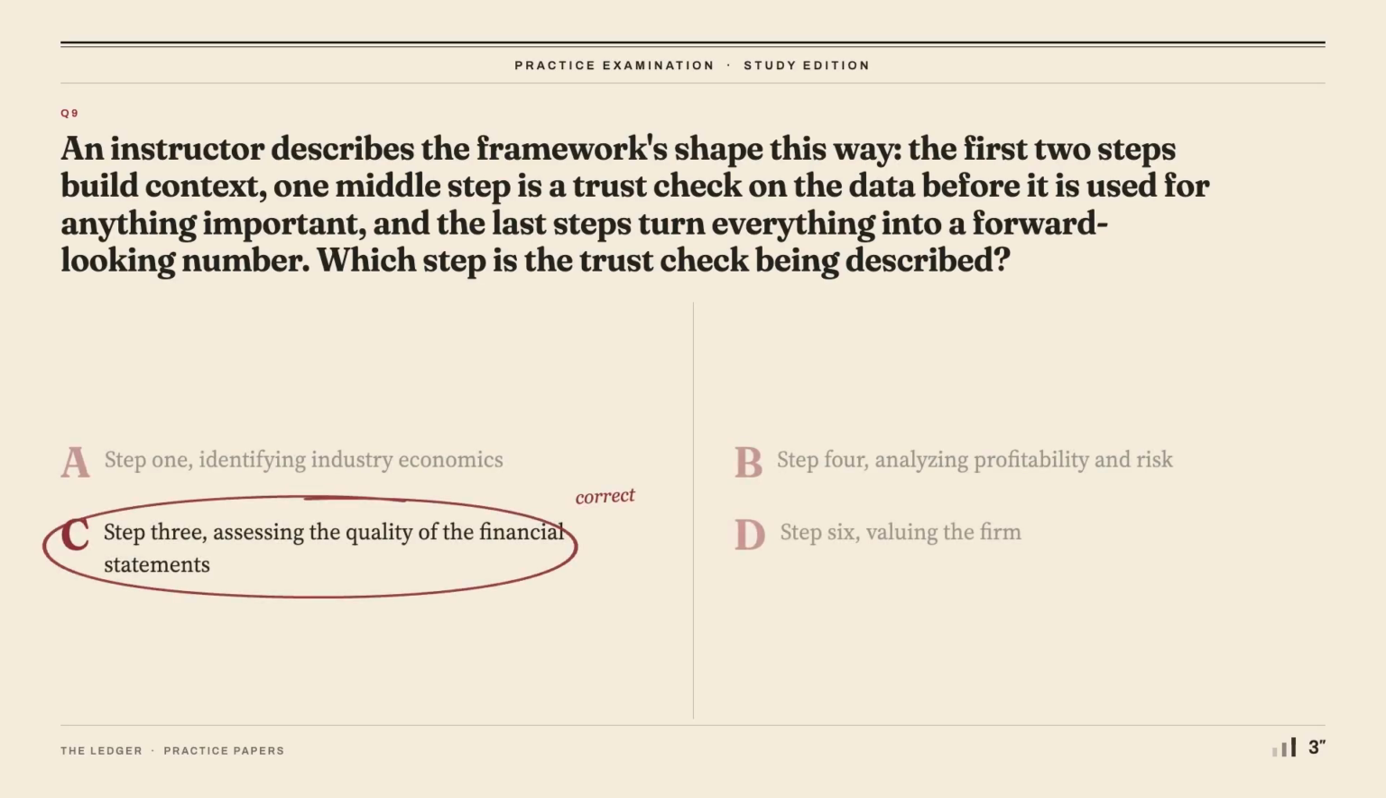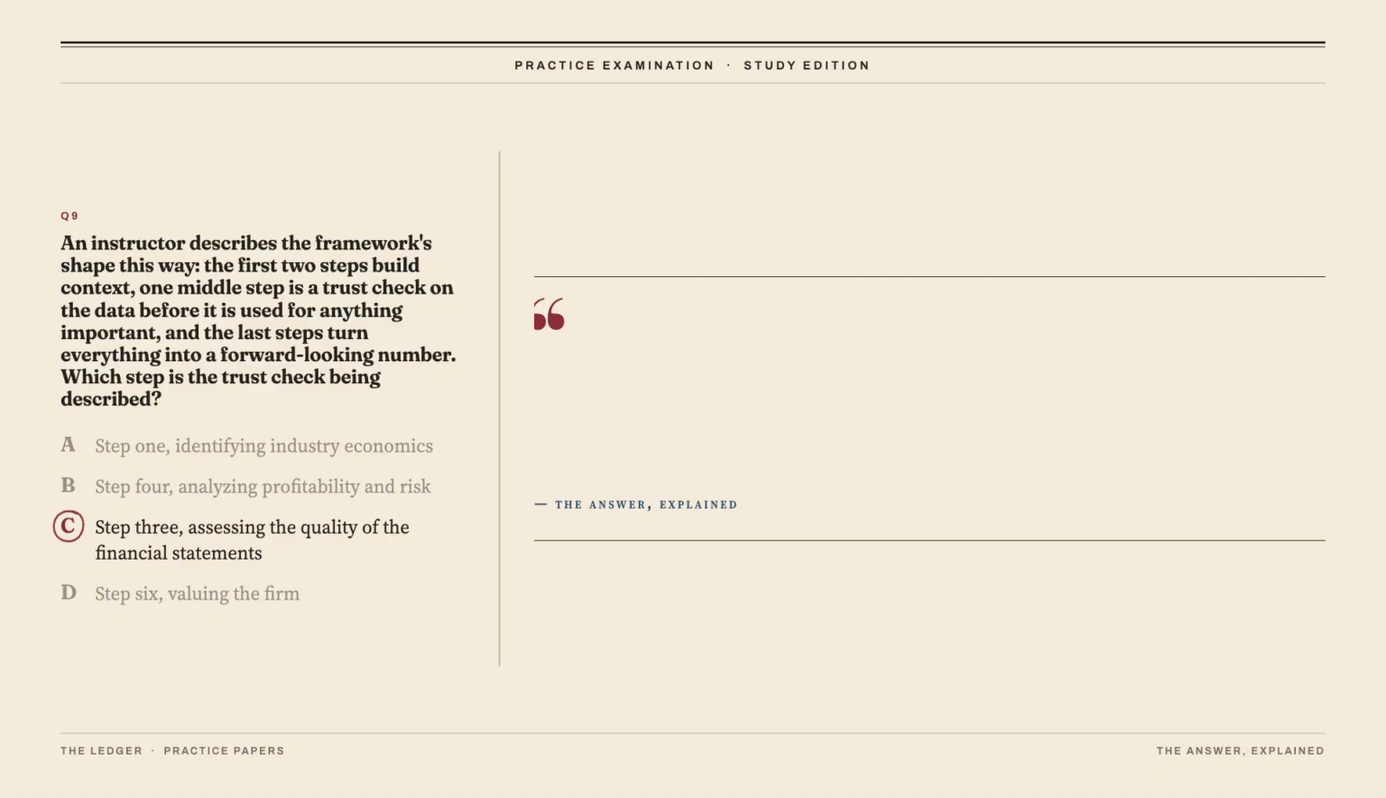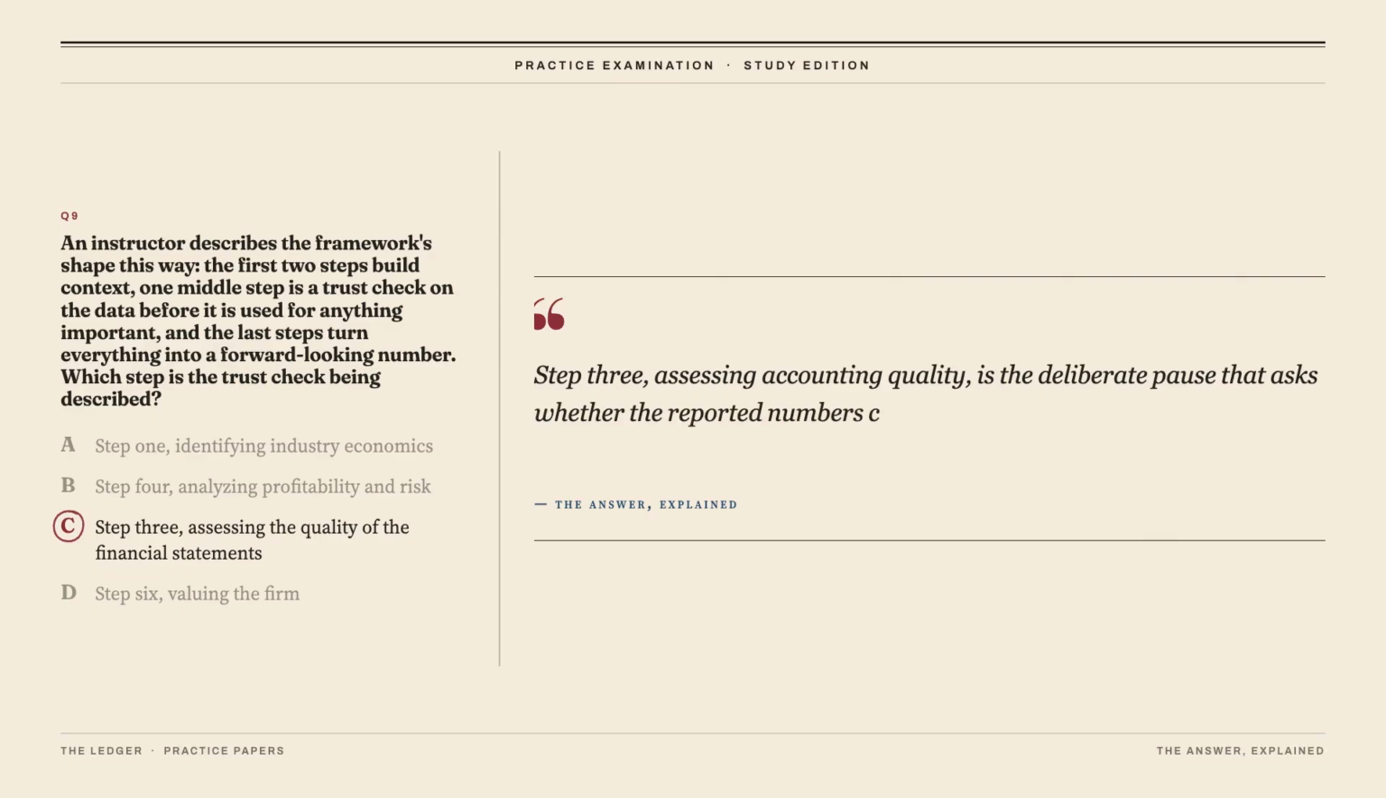The correct answer is C. Step 3, assessing the quality of the financial statements. C is correct because step 3, assessing accounting quality, is the deliberate pause that asks whether the reported numbers can be trusted before they are used in profitability analysis, forecasting, and valuation. It sits between the context building steps and the analytical steps for exactly that reason.